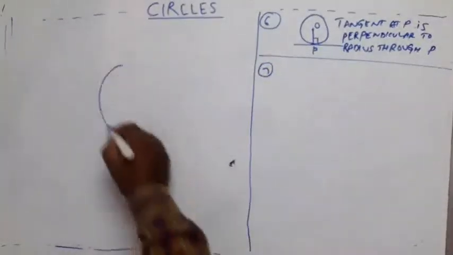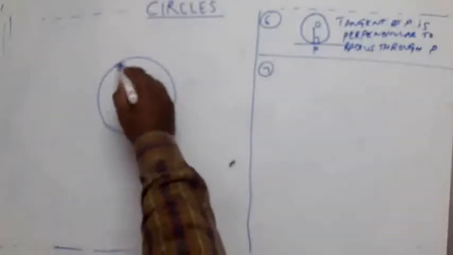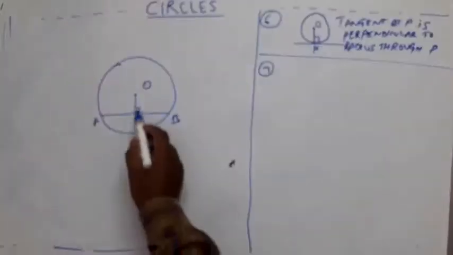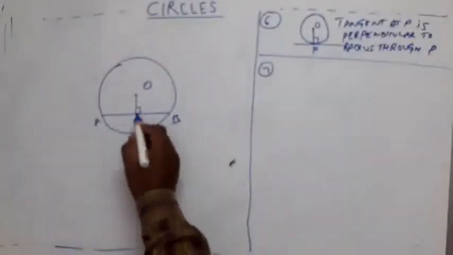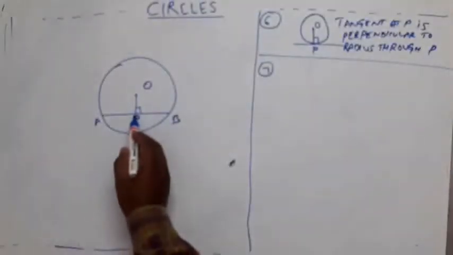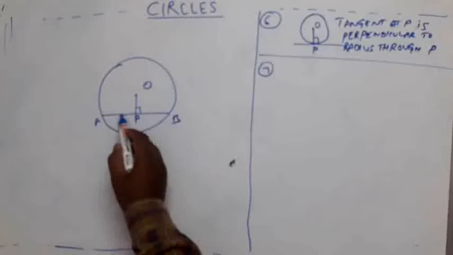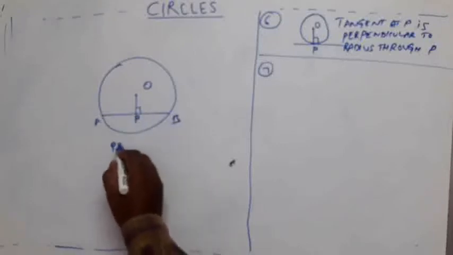See, let us say this is a circle. This is the center. Let us say O. This is a chord. Let us say AB. A chord is a line segment joining any 2 points on the circle, right? I have dropped a perpendicular onto this chord. That means this angle is 90 degrees. Let us say this is point P. Do you find any relation between the lengths of the line segments PA and PB? Yes, PA, PB.